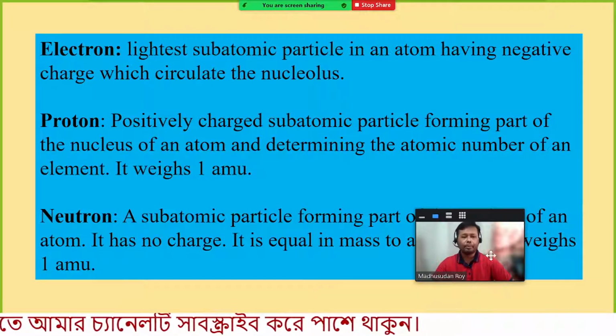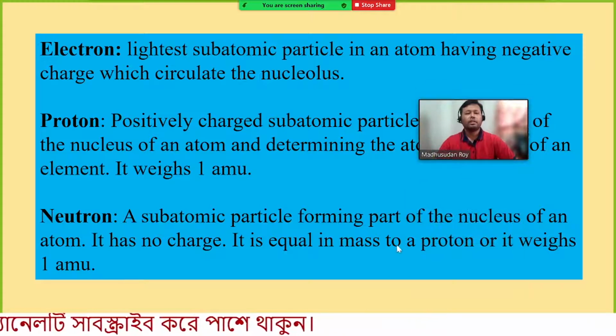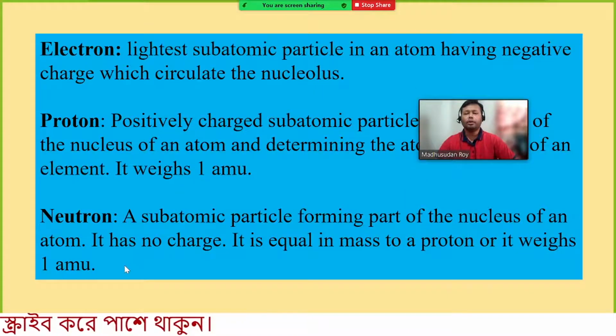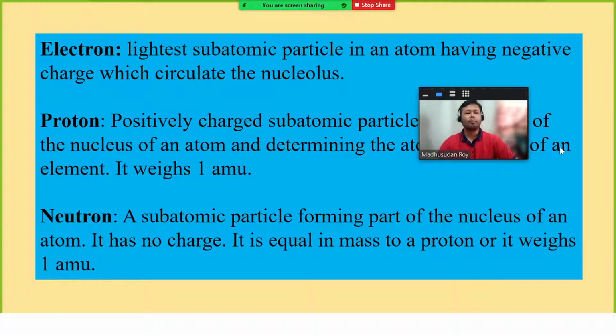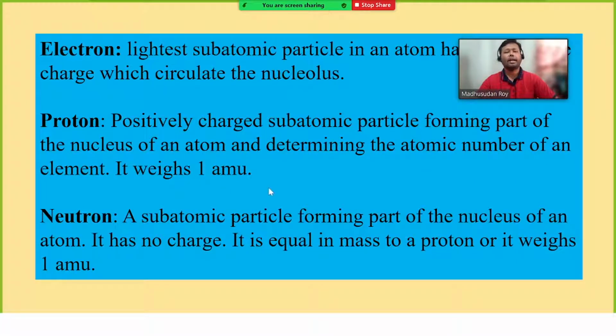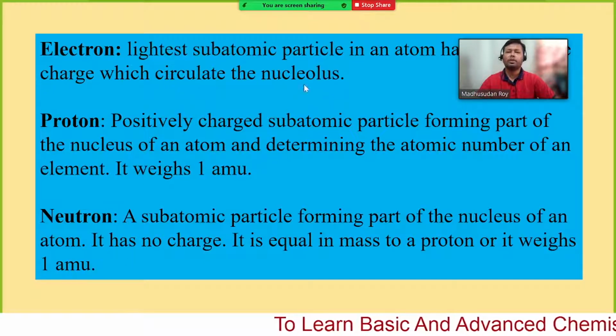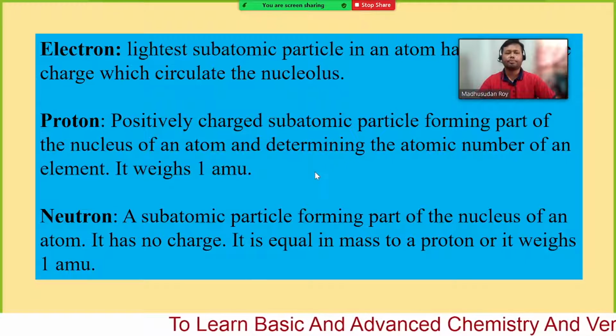Neutron: a subatomic particle forming part of the nucleus of an atom. It has no charge. It is equal in mass to a proton, weighing 1 AMU. That means one proton has a mass of 1 AMU and one neutron also has a mass of 1 AMU. The neutron is chargeless, the proton is positively charged, with charge +1, the neutron is 0 and the electron is -1.